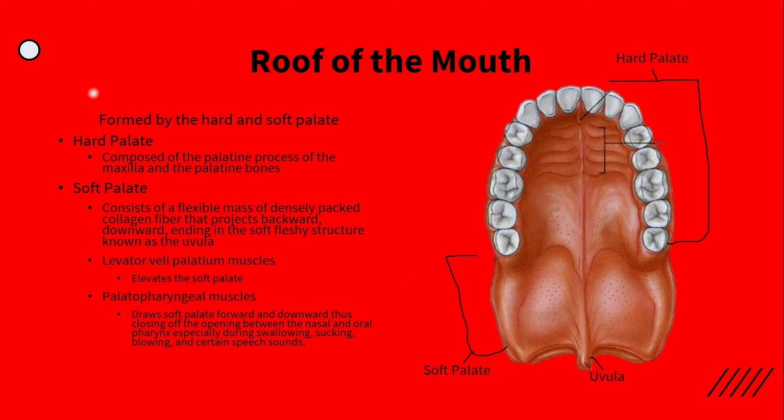The levator veli palatini muscles elevate the soft palate, while the palatopharyngeal muscles draw the soft palate forward and downward, thus closing off the opening between the nasal and the oral pharynx, especially during swallowing, sucking, blowing, and certain sounds of speech.